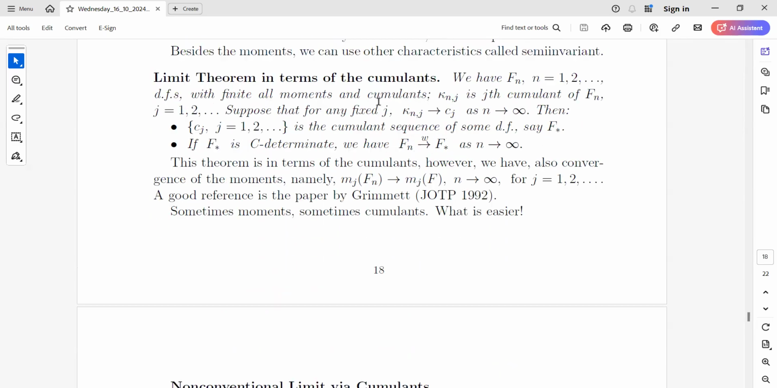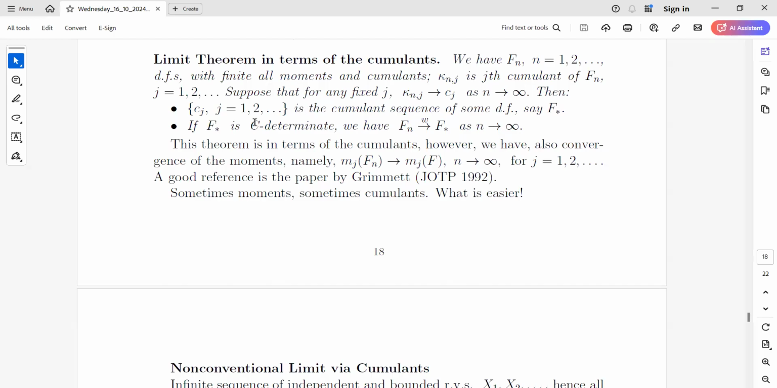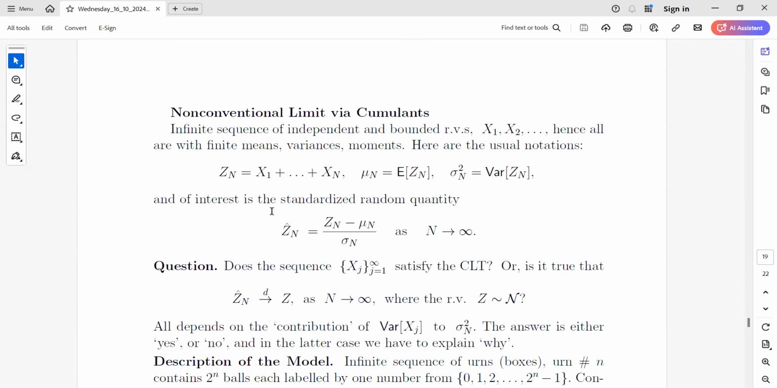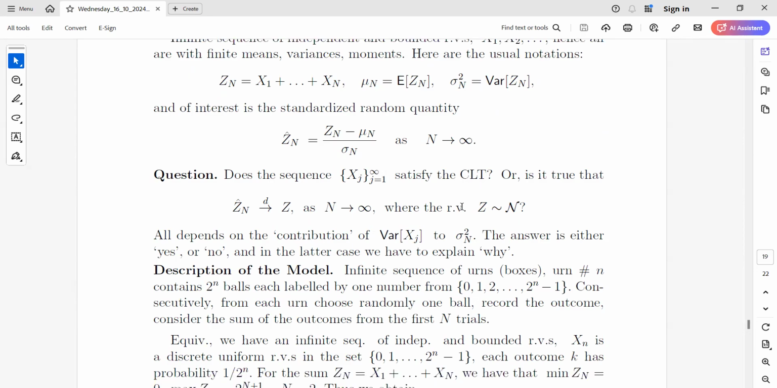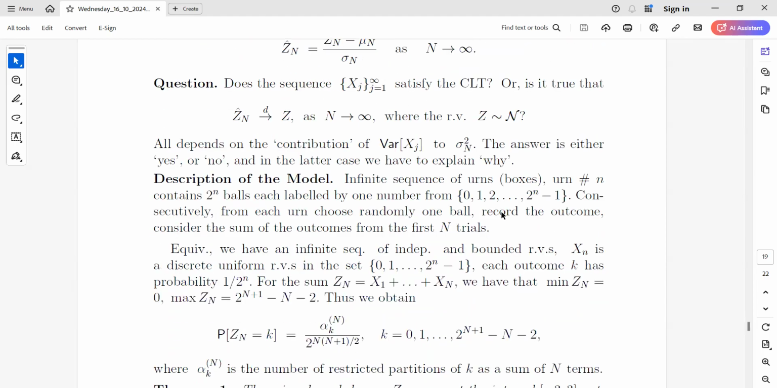Now, a random sequence whose limit is not normal. Now we use cumulants in parallel with moments. I have given talks on the cumulants and maybe even a part of this result. And I will go directly to the model. So now this is the question. If we have a sequence of independent bounded random variables, so all moments are finite, we write this, and we are asking, does the central limit theorem hold? And sometimes yes, sometimes no.